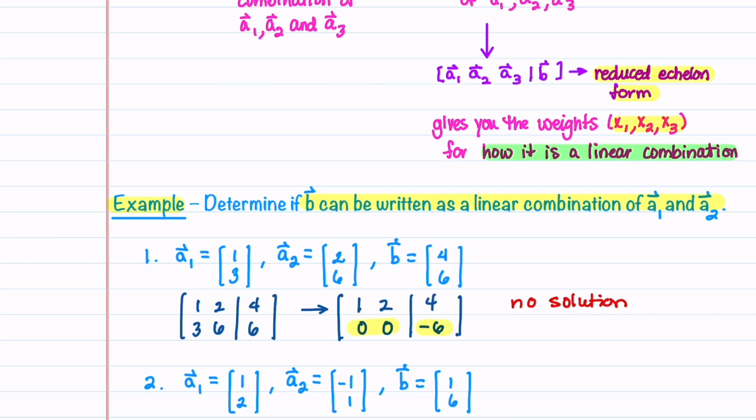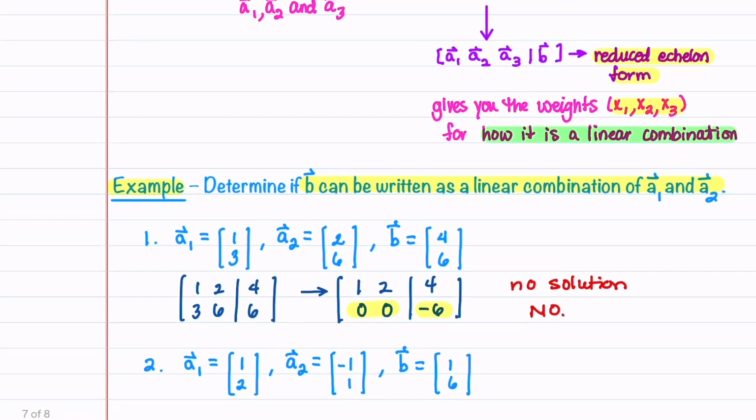This tells us that B cannot be written as a linear combination of A1 and A2. Geometrically, we can see that A1 and A2 lie along the same line, and B does not lie along that same line, so it can't be a linear combination of A1 and A2.